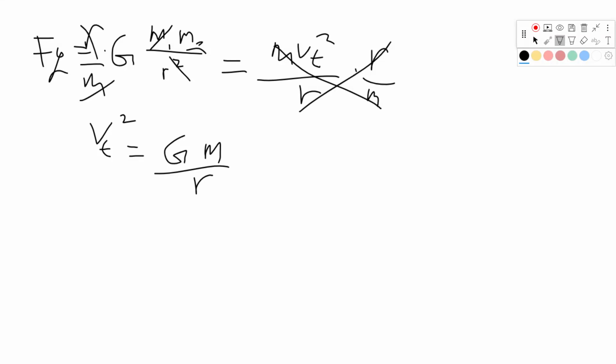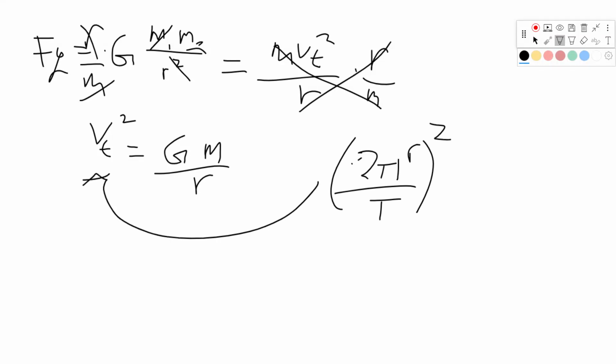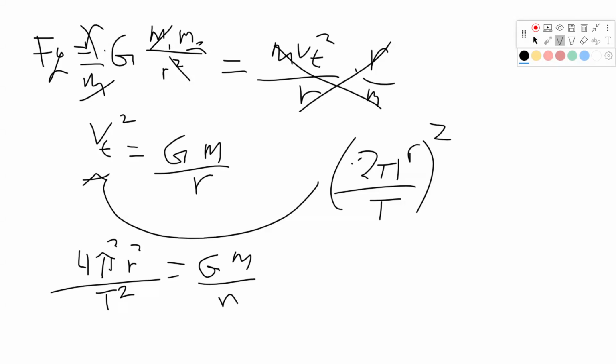right? So we're going to take our lovely 2 pi r over T, the orbital period, which is our time, and we're going to square it, and we're going to put it into this equation in place of that. So what we should end up with then is 4 pi squared r squared over T squared equals GM over r.